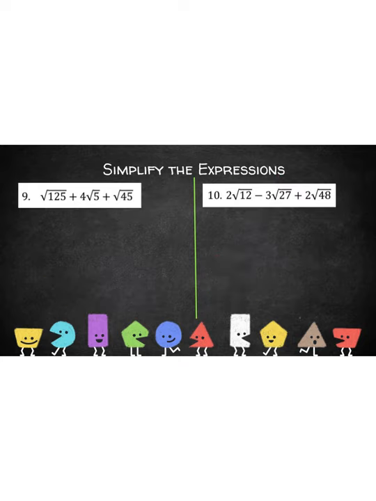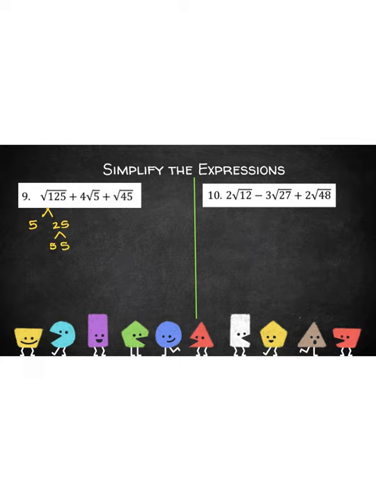Okay, when I look at number 9, I have the square root of 125 plus 4 square root 5 plus the square root of 45. Well, I know that 4 square root 5, we can't simplify that anymore, but I do know that we can simplify this 125. So I'm going to go ahead and break up that 125, and I'm going to say 125 divided by 5. And I get 5 and 25. And then I'm going to break that up, and I get 5 and 5.